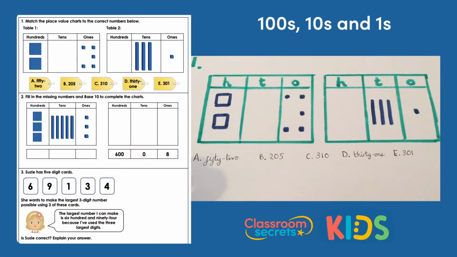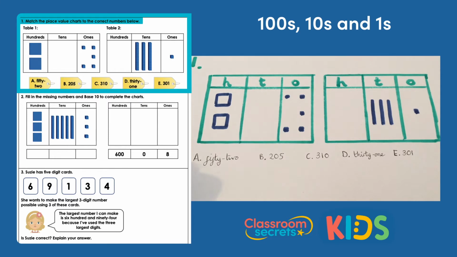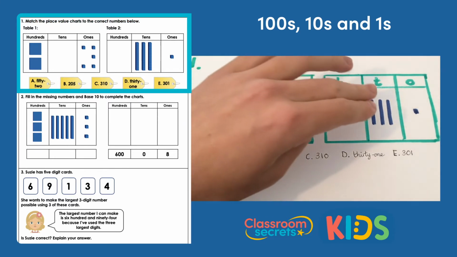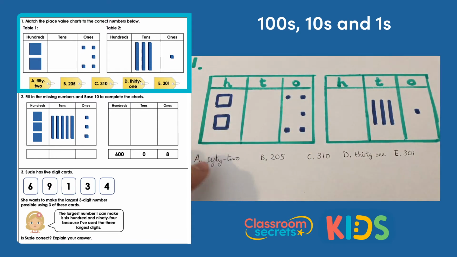So let's have a look at question 1, which asks us to match the place value chart to the correct number below. So we have table 1 here, table 2 here, and we need to match each table to one of these numbers below. So we've got two place value charts, and a place value chart, remember, tells us the value of each digit. So what is actually being shown in the place value chart? What is their true number?